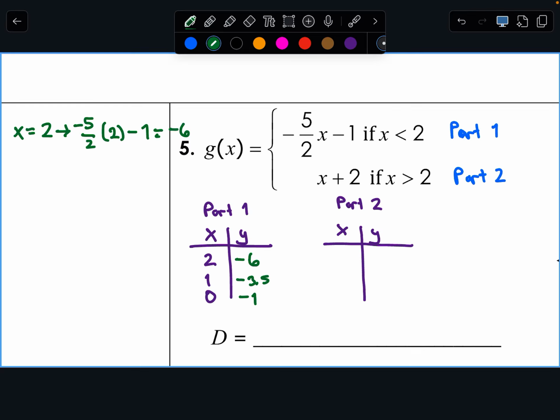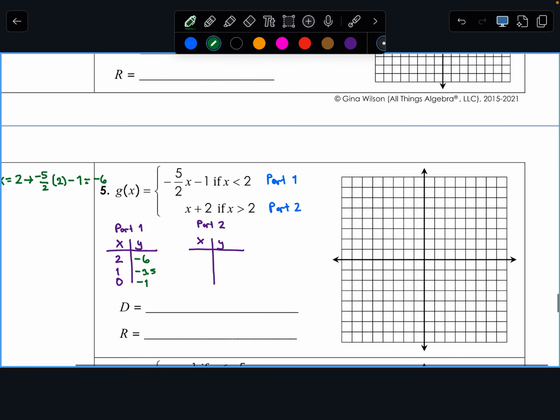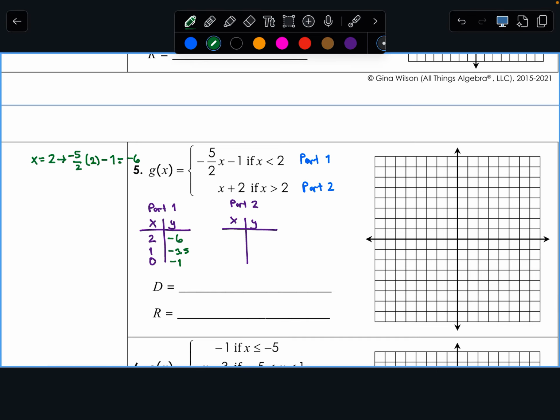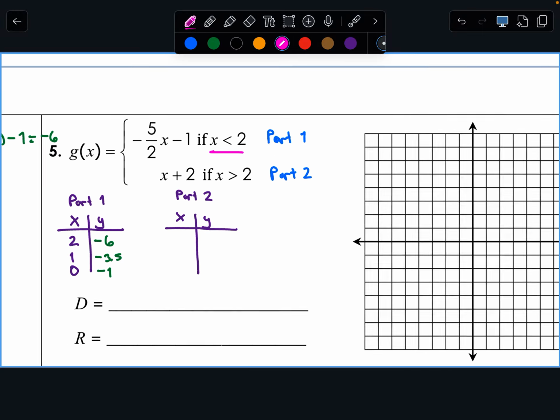Now I'm going to go to my graph and graph those. Remember, this says x less than 2, so it's not equal to, right? As we mentioned before, if it's x less than 2, then the point (2, negative 6) is going to be what type of circle? It's not equal to, so it's going to be open, right?